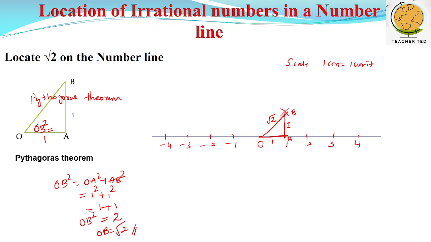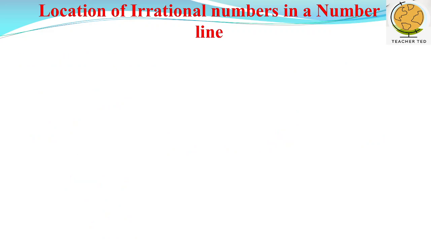The distance OB indicates root 2, and if you want to show this on a number line, take O as the center and OB as the radius. Draw an arc which cuts the number line. This point represents root 2, and let us say this is P. This is how you locate an irrational number, that is root 2, on a number line. Let us take up another example, root 3.